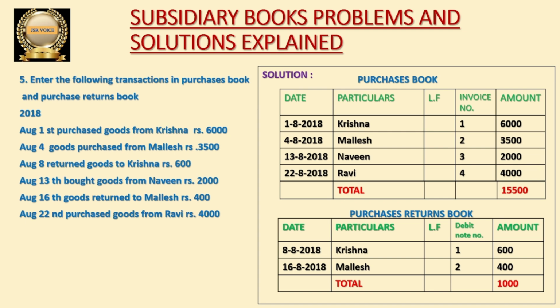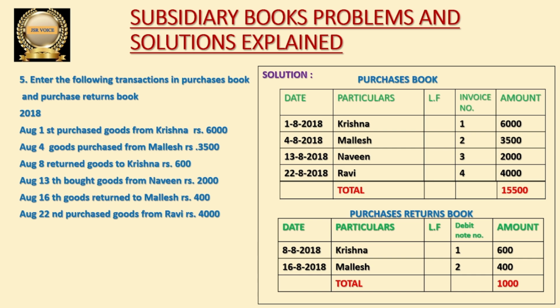Purchased goods, it is purchasing goods only, first condition satisfied. From Ravi, Ravi's name is given, second condition also satisfied. We don't have the word cash anywhere in the transaction. So it is credit purchases only, not cash purchases. We can write it in the purchases book. It is satisfying all three conditions.